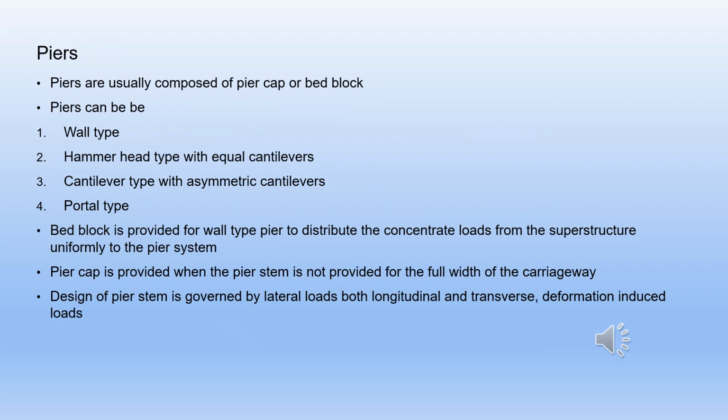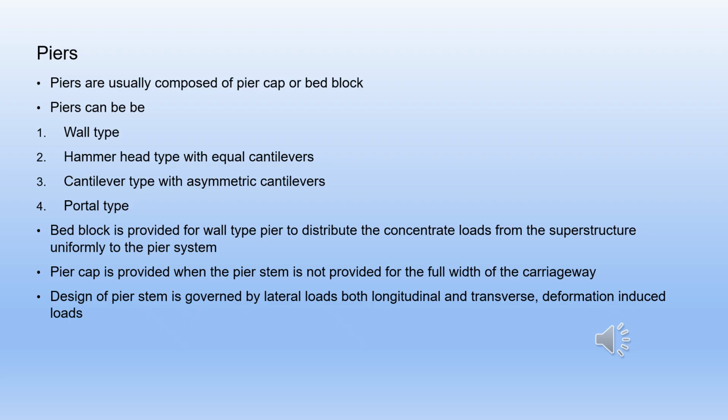Let's first discuss the pier of a bridge. Piers are usually composed of a pier cap or bed block that directly supports the superstructure with bearings in the case of simply supported or continuous systems, or without bearings in the case of integral systems. Piers can be wall type, hammerhead type with equal cantilevers, cantilever type with asymmetric cantilevers, or portal type. The bed block is provided for wall-type piers to distribute the concentrated loads from the superstructure uniformly to the pier stem. The pier cap is provided when the pier stem is not wide enough for the full width of the carriageway, for economical or structural reasons.